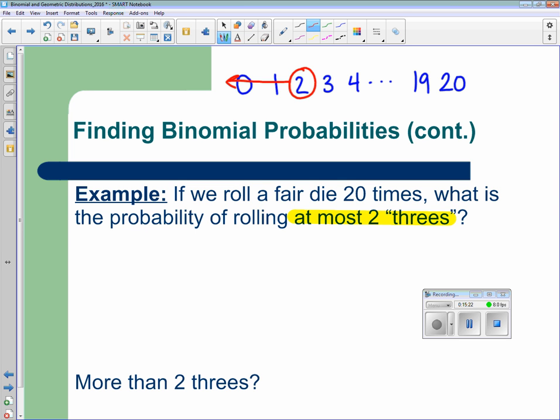So I have 3 different K's. So I've got to treat them 3 different ways and add them together. Okay? So that's what we're going to do. We're going to say 20 choose 0, and then type in what I know. Or 20 choose 1.